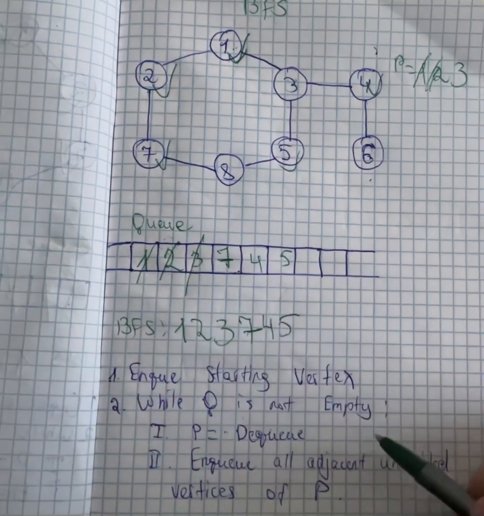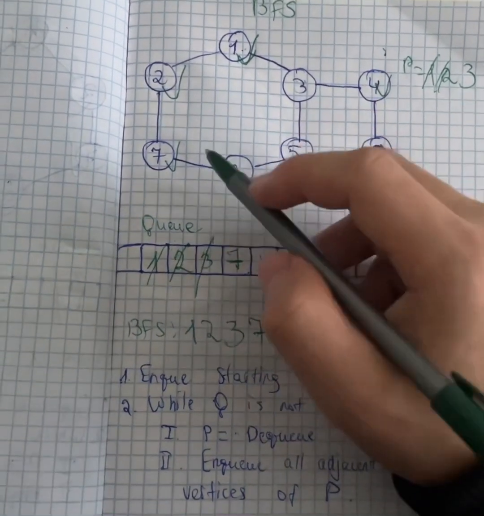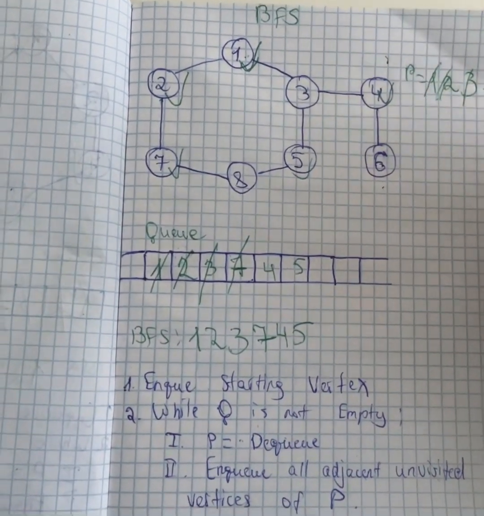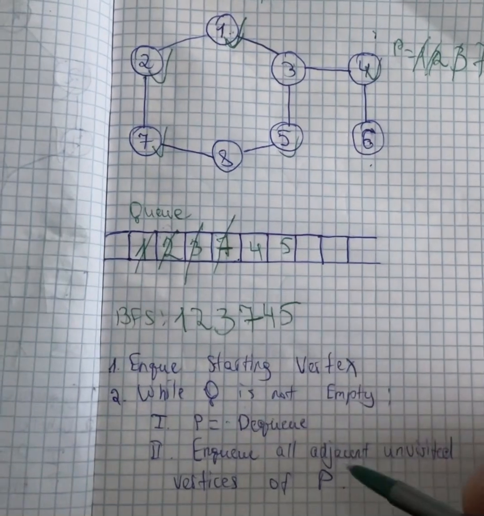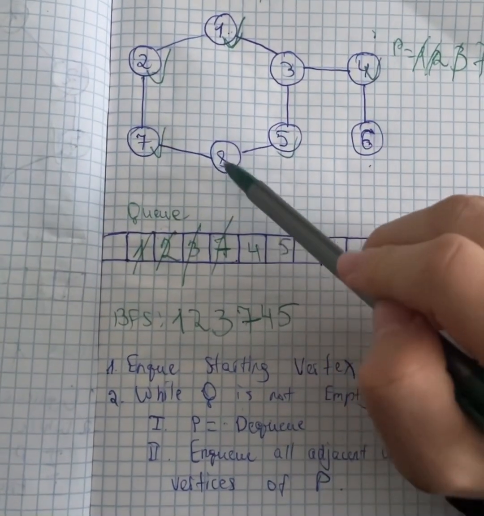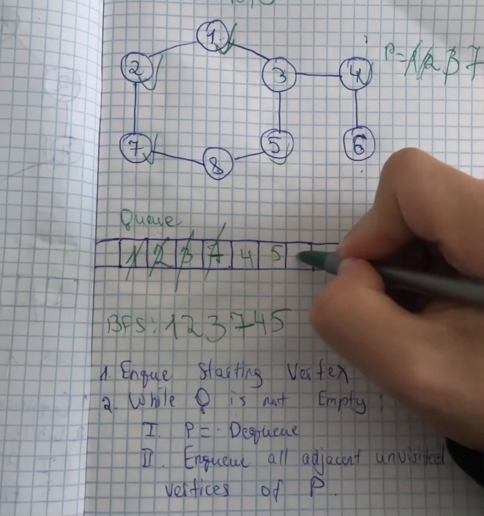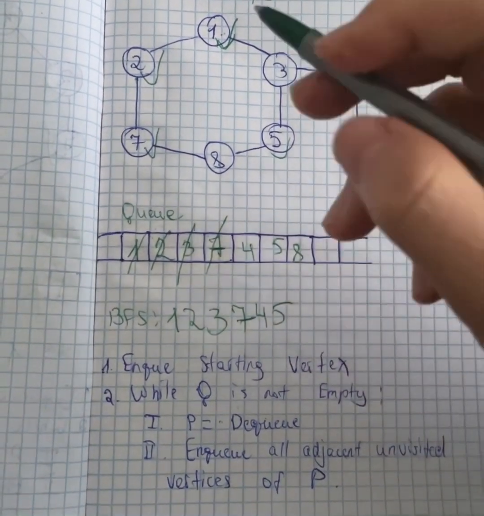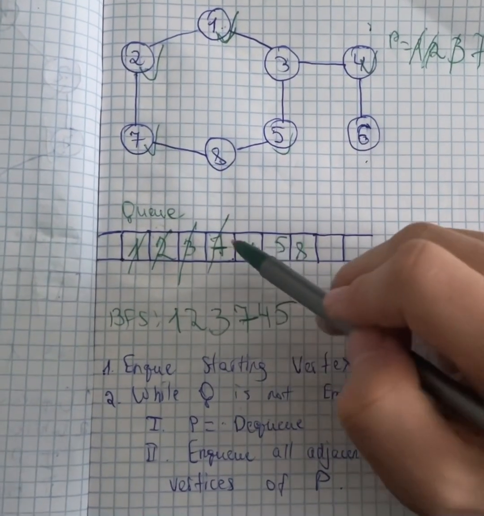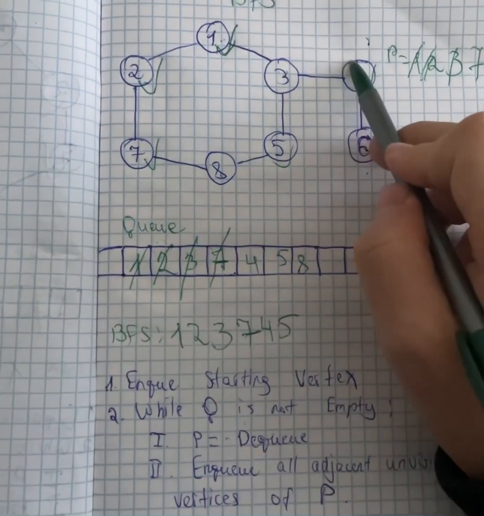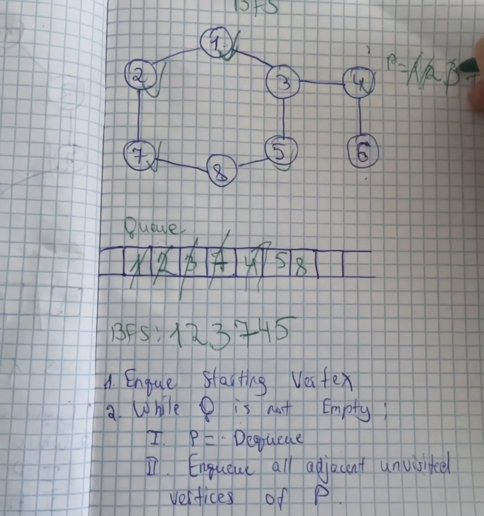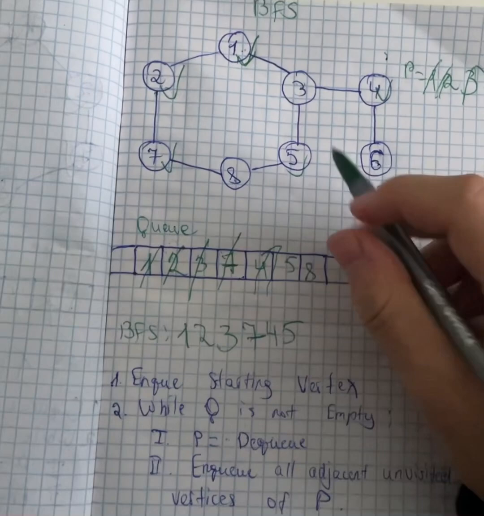Okay, the next one in our case is 7, right? We DQ 7, now we are working with 7, and we have to NQ all adjacent unvisited vertices. 2 is already visited, 8 is not visited yet. That means we write 8 here. Now we are done with 7. We move on; after 7, there is 4. We DQ 4. We are working with 4.